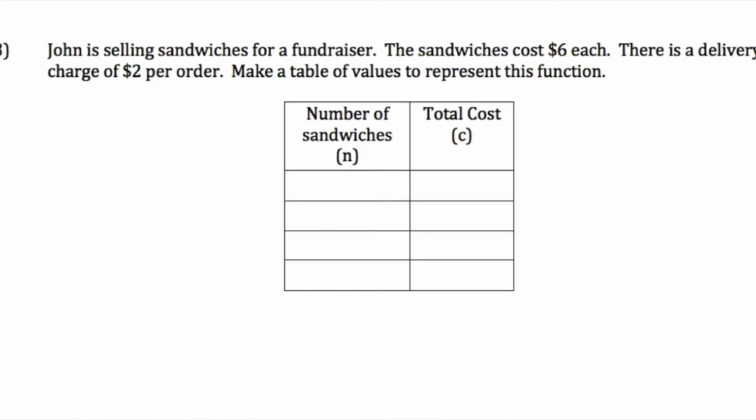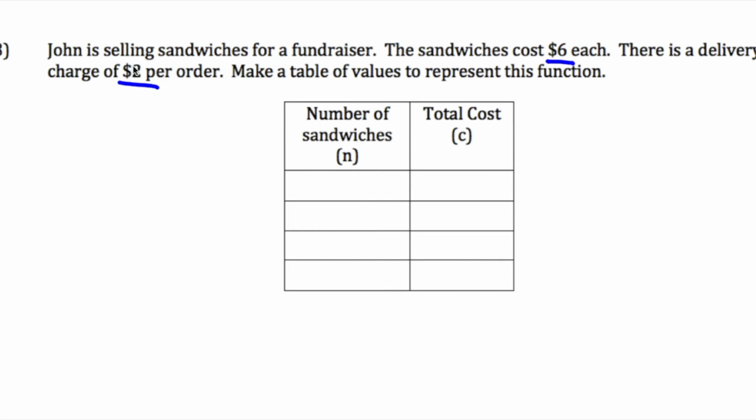Next, number 3. John is selling sandwiches for a fundraiser, and the sandwiches cost $6 each. And there is a delivery fee of $2 per order, not per sandwich, but per order. So if he orders 1 sandwich, there's a $2 fee. If he orders 20 sandwiches, there's a $2 fee, regardless of how many sandwiches they order.